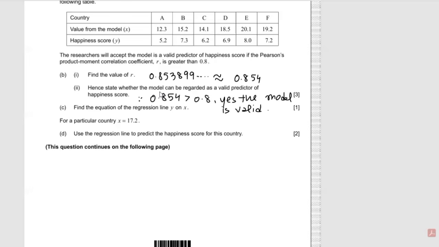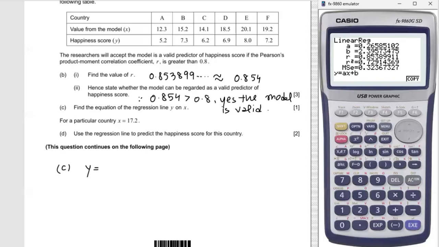Okay, part C. Find the equation of the regression line y on x. So this is the part I want you to note carefully. You need to give all these possible values if you can, because when I start writing, my calculator just goes away from the screen. That's a problem. Okay, so 0.266. I'm just writing the 3 significant rounded ones. But definitely I need the bigger values to calculate the next part, right? So 0.26585.